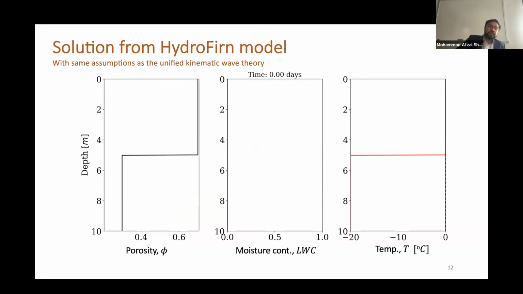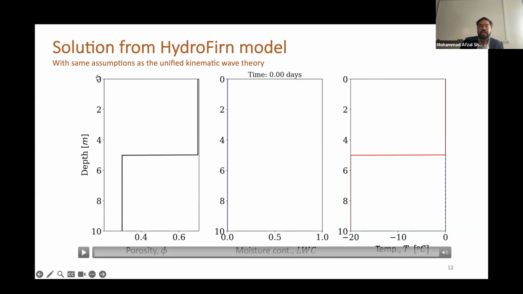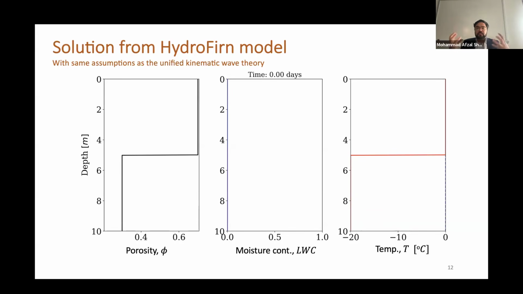And to do that, I will first solve it using the hydrofirn model. Here, you are looking at the 10-meter deep firn with a jump at 5 meters. First in porosity, it goes from 70% to 30% with a jump at 5 meters. Moisture content is zero everywhere, and the temperature goes from 0 to minus 20 degrees Celsius at 5 meters depth. So let's see what happens when there is a high melt supplied at the surface.